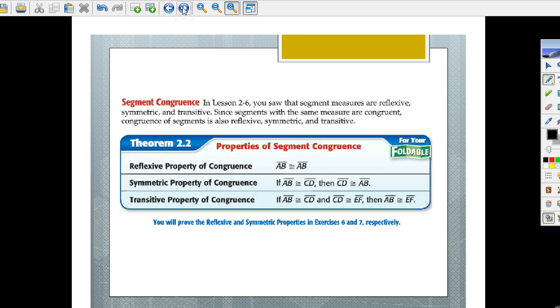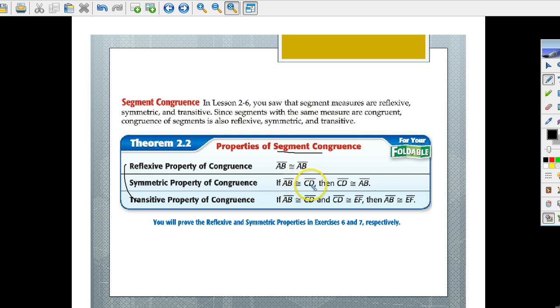Alright, segment congruence. In lesson 2.6, you saw that segment measures are reflexive, symmetric, and transitive. Since segments with the same measure are congruent, congruence of segments is also reflexive, symmetric, and transitive. Properties of segment congruence. So segment AB is congruent to segment AB. It's the same thing we did with the previous section, reflexive, symmetric, and transitive, but now we're using segments.